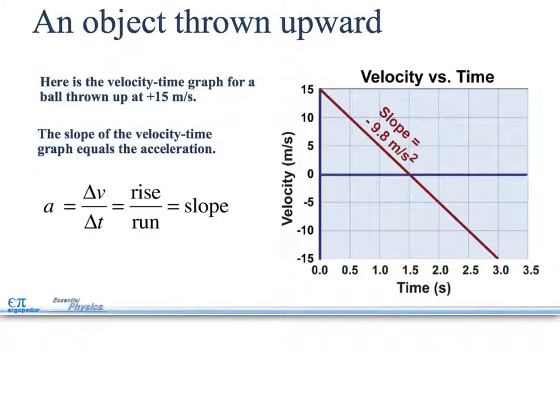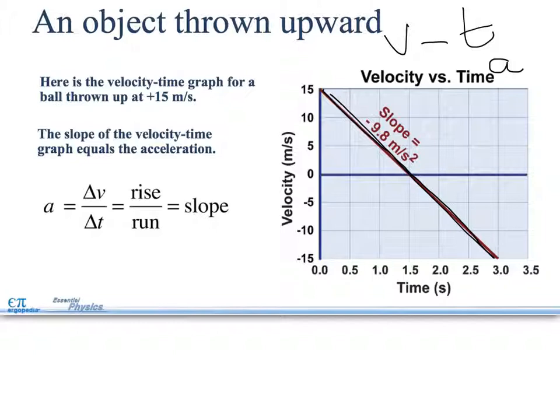Here's the velocity-time graph for a ball thrown up at 15 meters per second. The slope of the velocity-time graph equals the acceleration. So for any v-t graph, if you look at the slope, it gives you the acceleration. This slope right here is the acceleration.